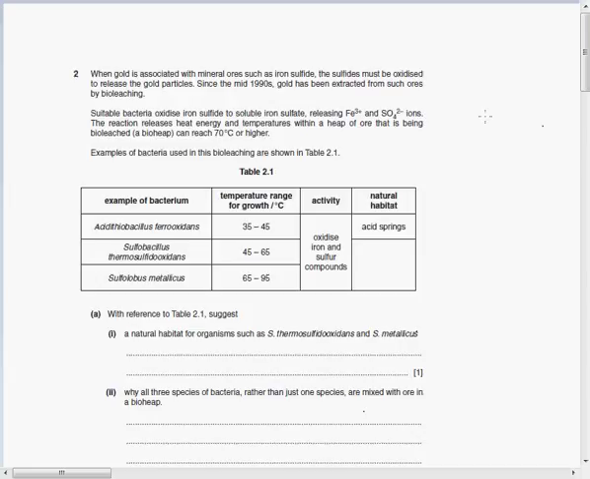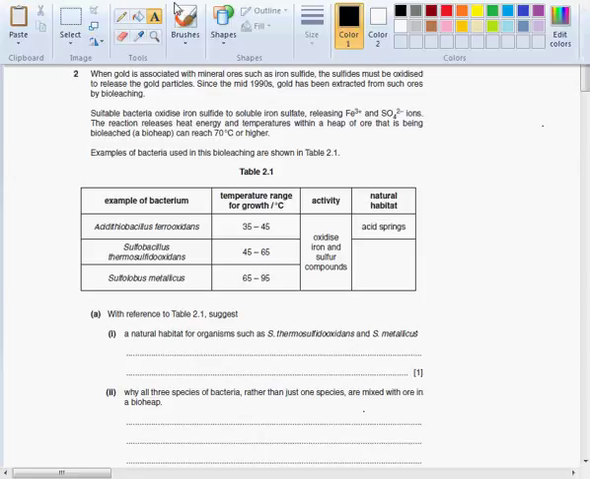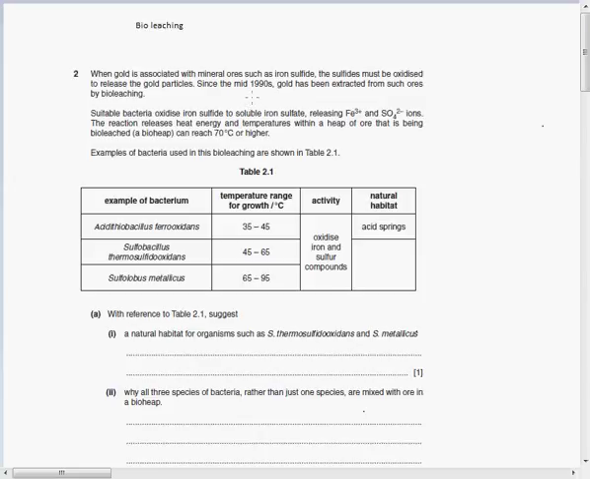The bioleaching process. Maybe I can just write it down here. This question is on bioleaching. It's a sort of mining process which uses biology. Miners these days extract gold and all those by using bioleaching, and that's what the story they tell you here. So let's do the question now.